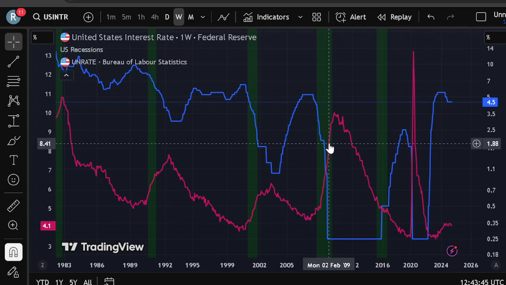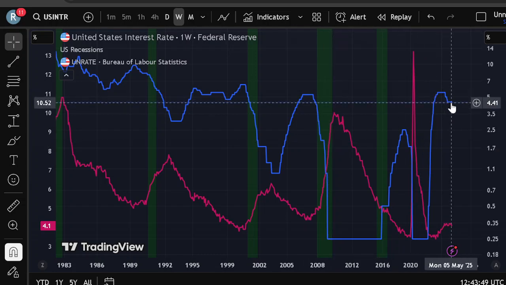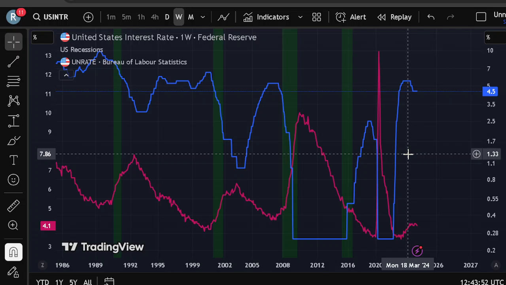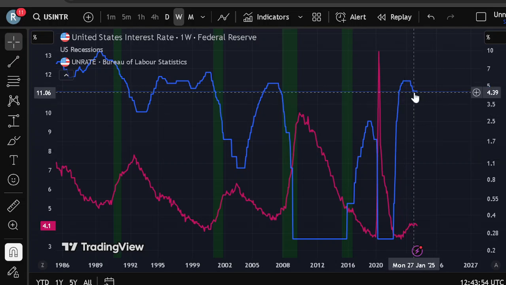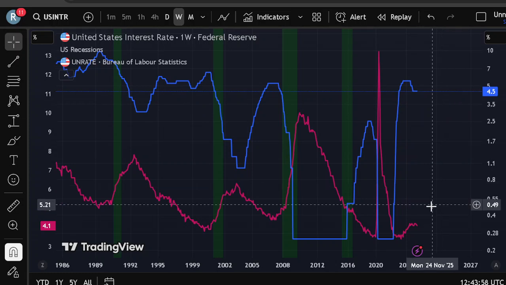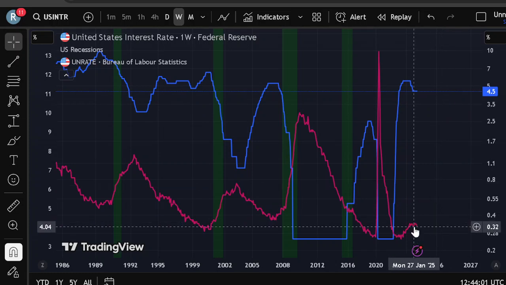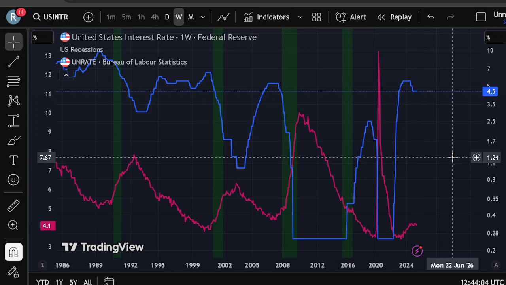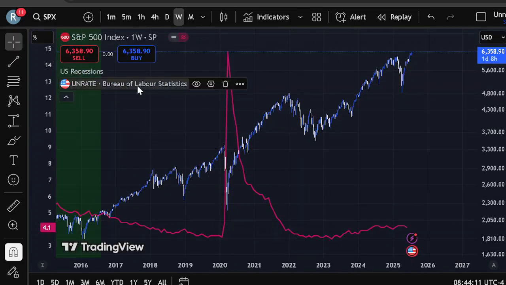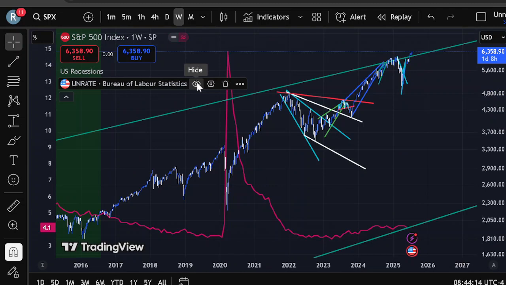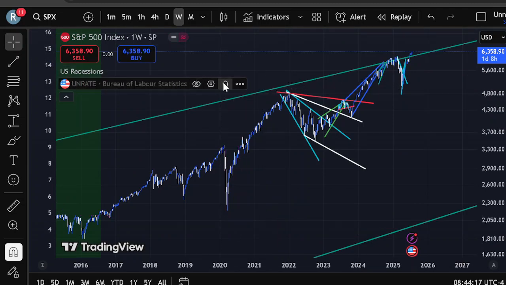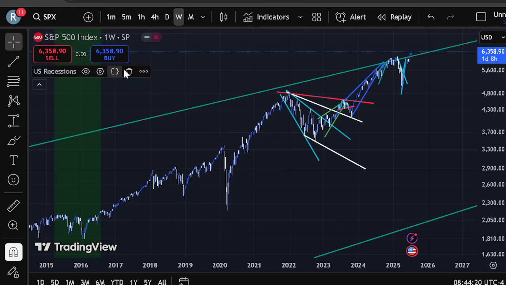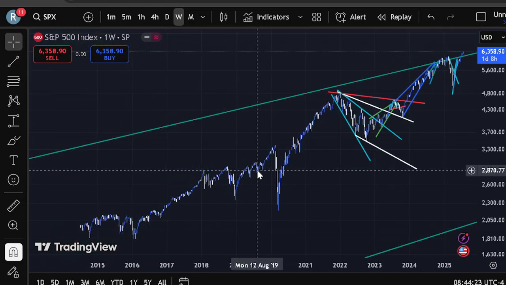So what I am expecting in the short term or in the next several years, that the interest rates will go up because the economy is slowing and the unemployment rate is going parabolic. Let's switch back to the S&P 500 chart. Remove the unemployment rate. Let's just delete it as well. We don't need the recession indicator.